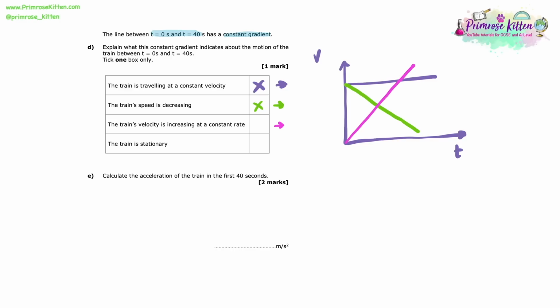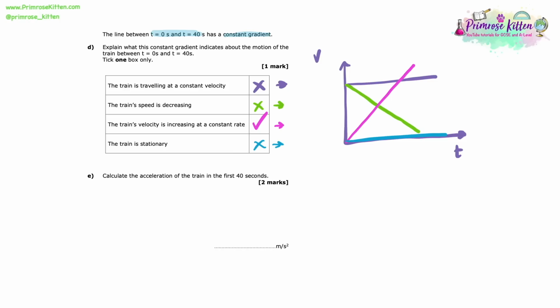However, if the train's velocity was increasing at a constant rate, you would get this straight line, and so that is correct. But let's look at this last point as well. The train is stationary. That would just be another horizontal line, but this time at 0.